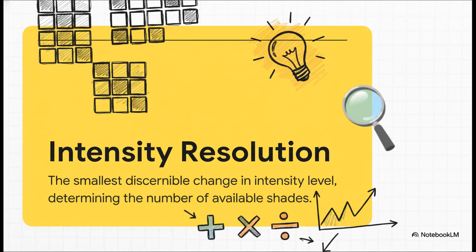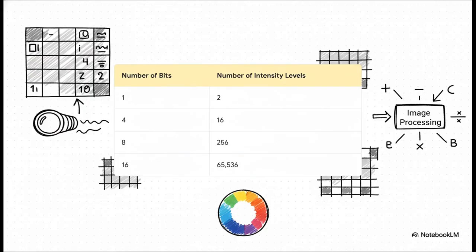Okay, so that was about how many pixels we have. The second key property is intensity resolution. This isn't about the number of pixels, but about the information each individual pixel can hold. It's about how many different values for brightness or color we can assign to it. This is what determines the richness of an image, the number of shades of gray, or the millions of colors it can show off. And this is all controlled by something called bit depth, the number of computer bits used for each pixel. And check out this table.